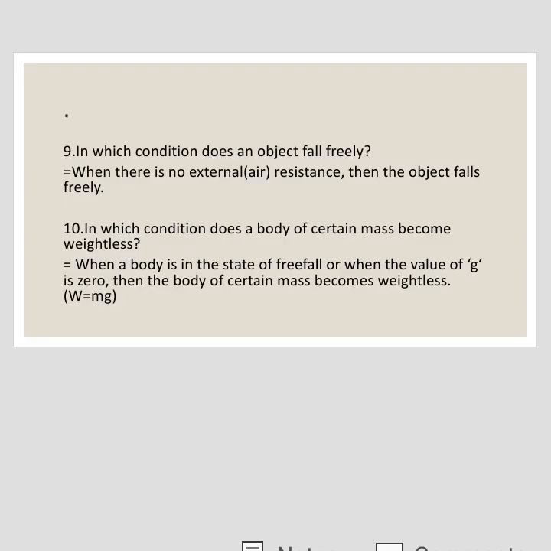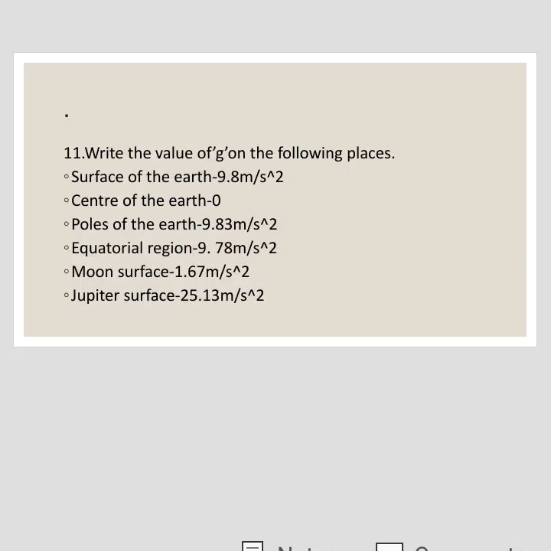And question number 9. In which condition does an object fall freely? As from the definition, we can know that when there is no external resistance or air resistance, then the object falls freely. And question number 10. In which condition does a body of certain mass become weightless? When a body is in the state of free fall, or when the value of g is 0, then the body of certain mass becomes weightless. That is W = mg. In case g is equal to 0, then m × g will obviously be 0 and the weight will be 0, hence the state of the body will be weightless.